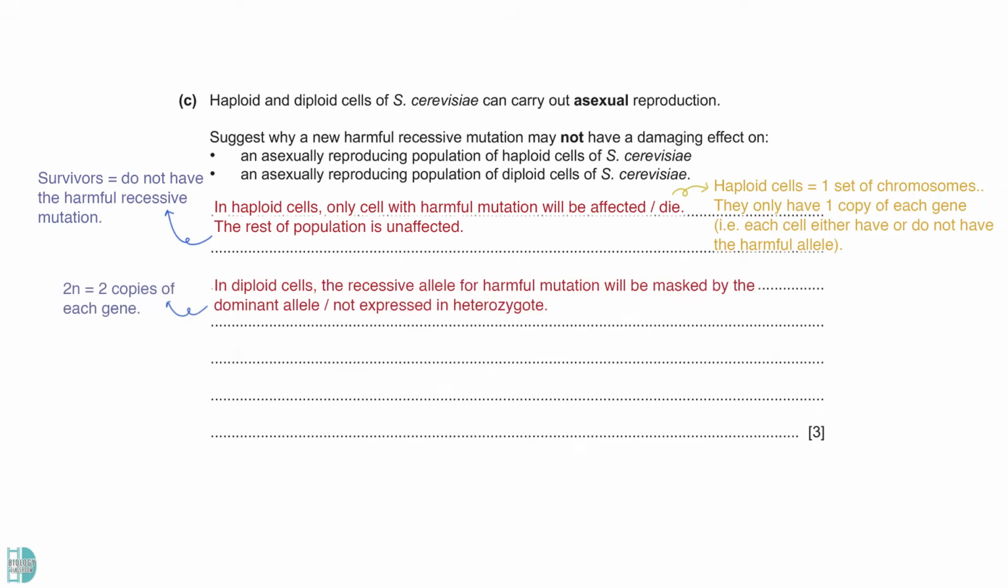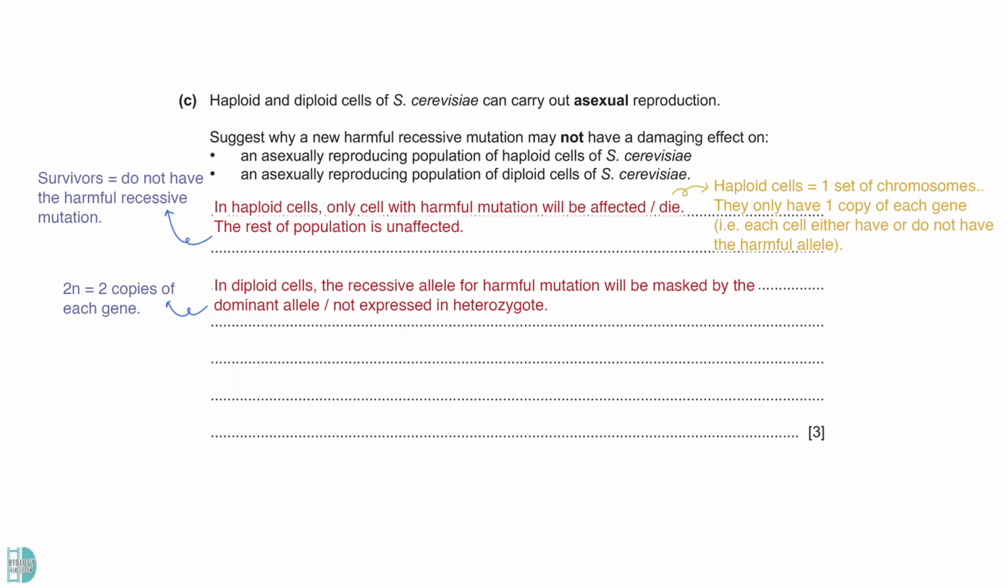In diploid cells, there are two copies of each gene. The recessive allele for the harmful mutation will not be expressed in heterozygotes. The dominant allele will mask it. So, individuals who have both alleles are unaffected by the mutation.